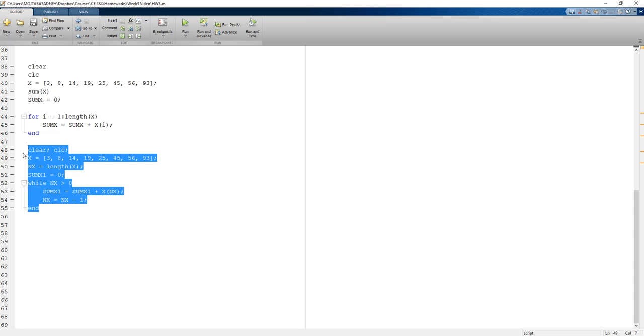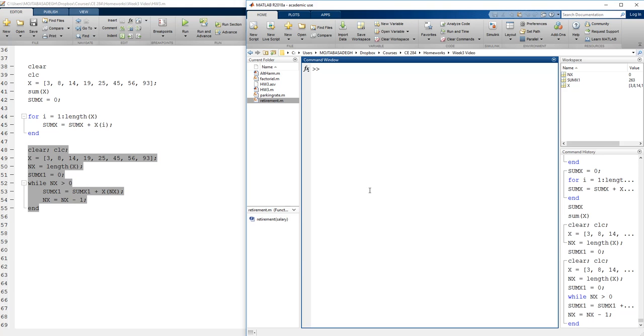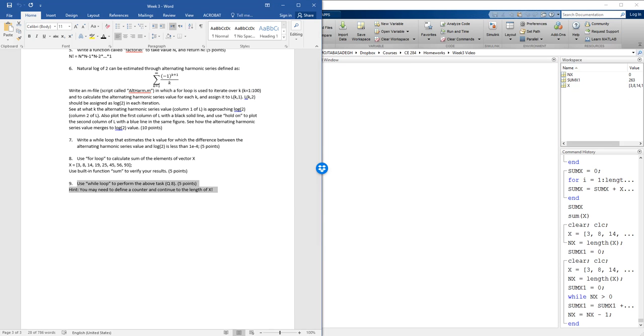Now let's evaluate this and see if it's going to work or not. If I look at sum x1, that's 263, so that does the same job as the previous one. Perfect. We solved all the questions in week 3, and I'll see you in class.